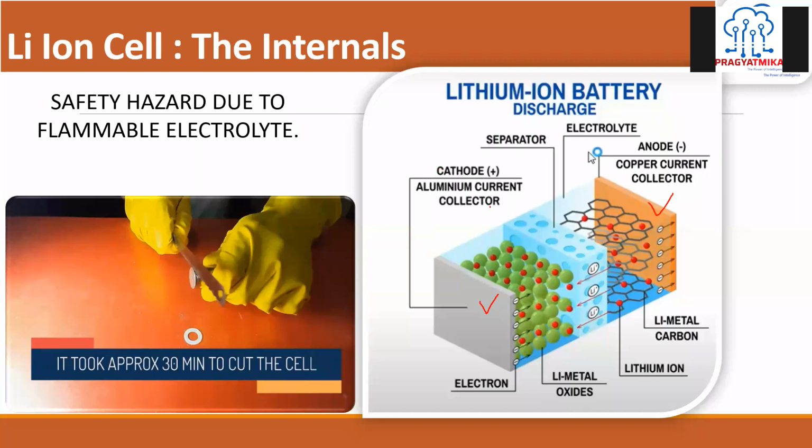Then there are the current collectors. Cathode or anode, these are all in the form of a slurry, and this slurry is pasted over the current collectors. It is the aluminum current collector and the copper current collector on which that is there. And whenever the charging and discharging process is happening, it is the lithium ion that is changing its polarity. From the cathode side to the anode side, and from the anode to the cathode side, this lithium ion is moving.